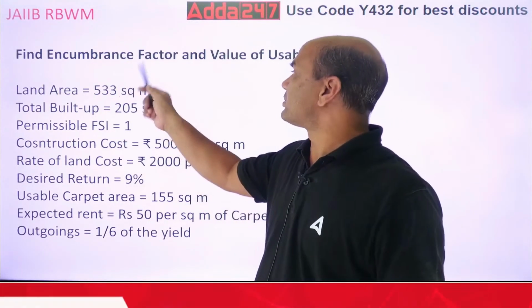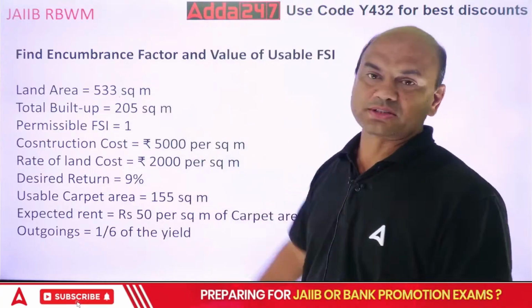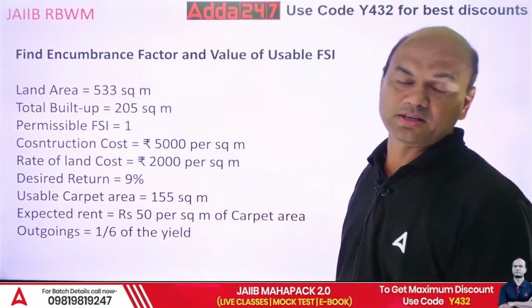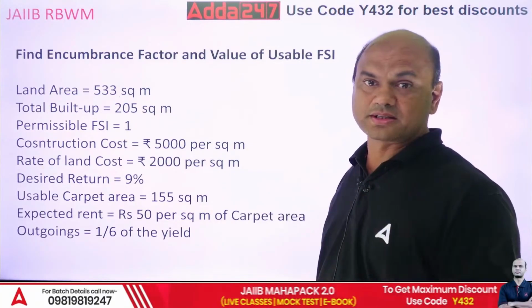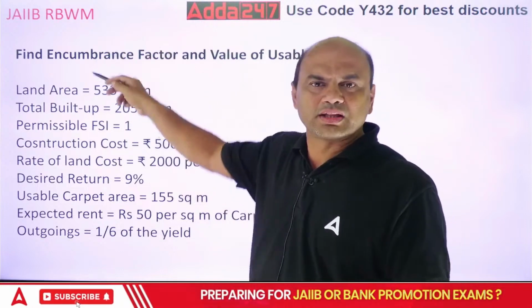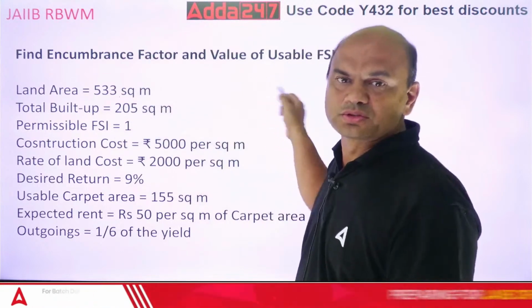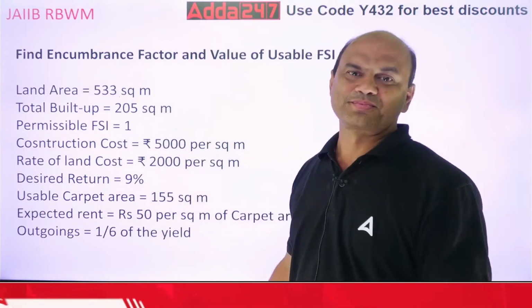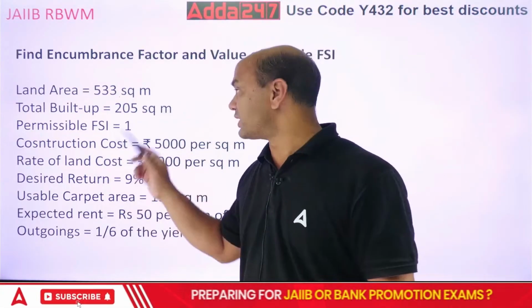So find the encumbrance factor and the value of the usable FSI. You have to find out the encumbrance factor and the value of the usable FSI. Two points are asked. In the exam, they can distribute it. Even then, they can ask you only the encumbrance factor, or only the usable FSI, or something in between. So follow this completely. See what is given.